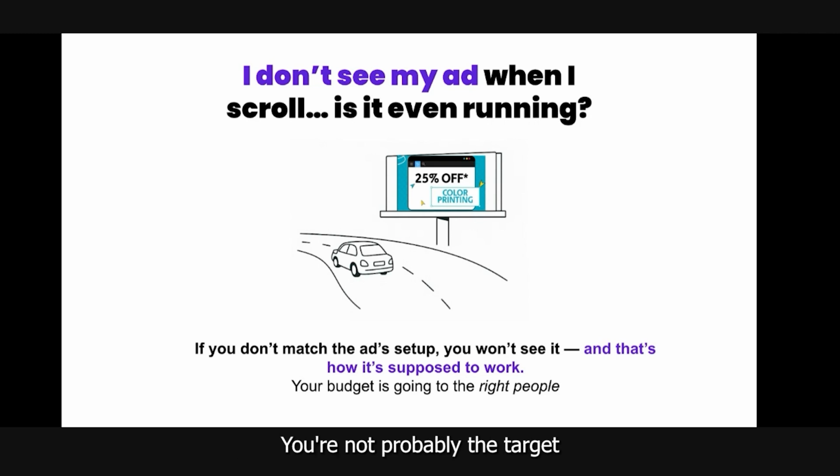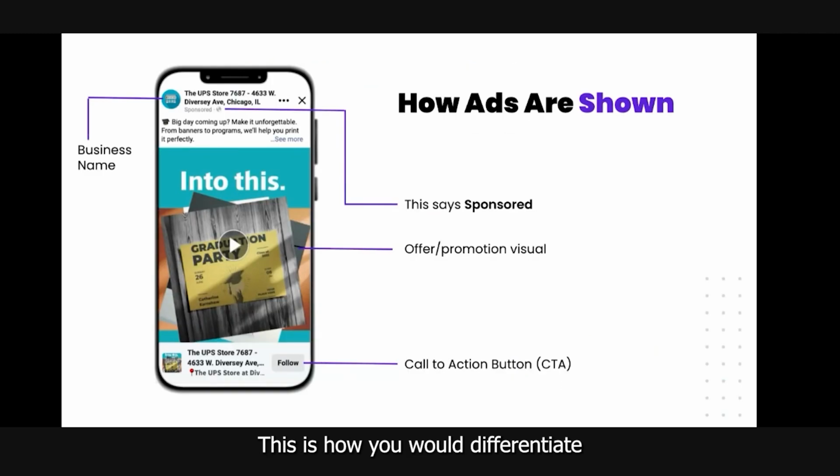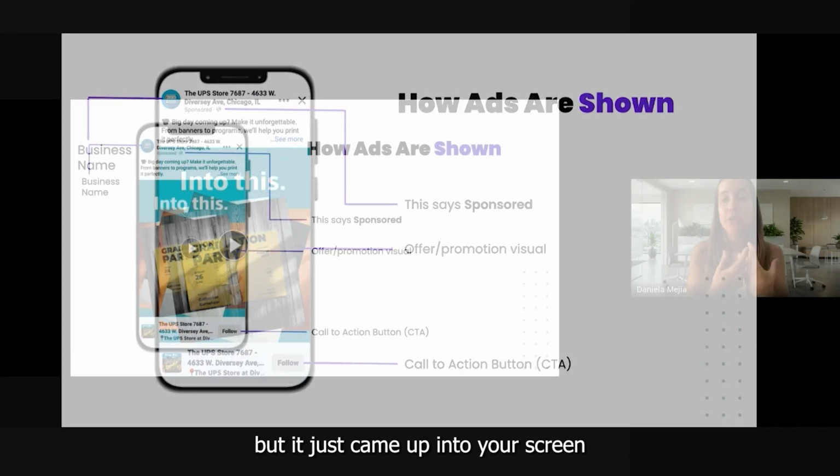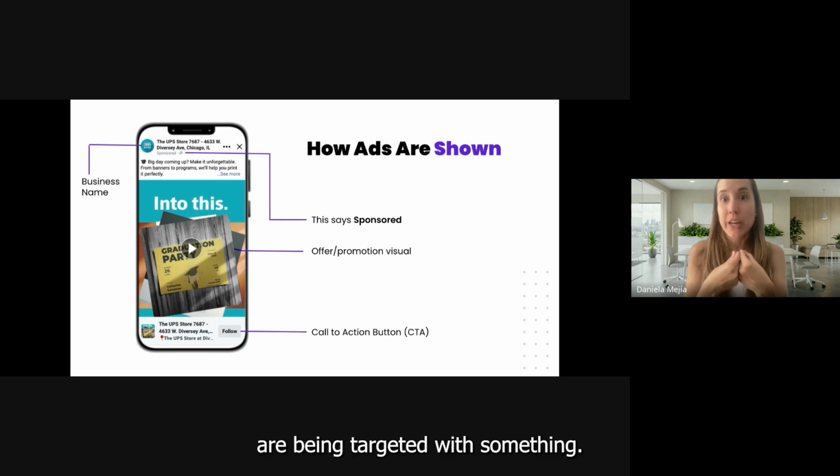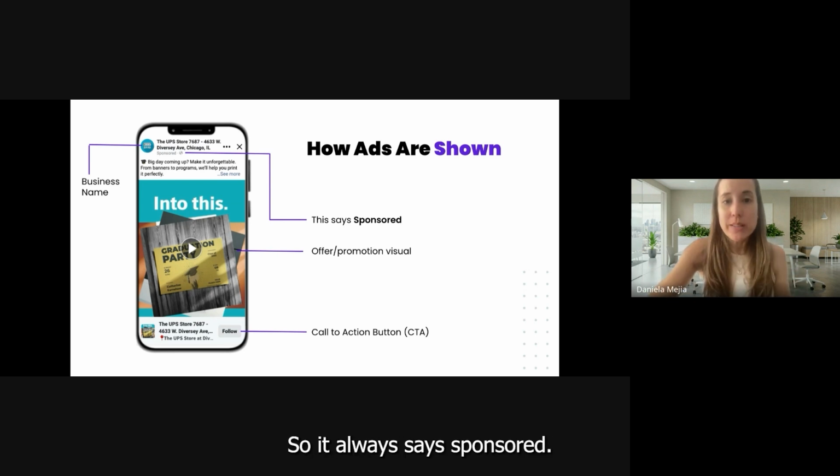You're probably not the target audience of your own ads. This is how you would differentiate an ad when it pops up on your phone. One of the most important things is that you will see a little section called sponsored, a little bit gray, showing that this is something you are not following. This is something you are not voluntarily looking for, but it came up on your screen because you are being targeted with something. So it always says sponsored.